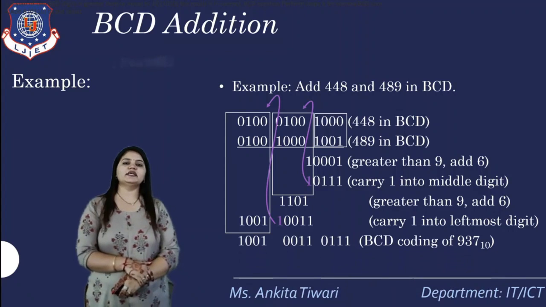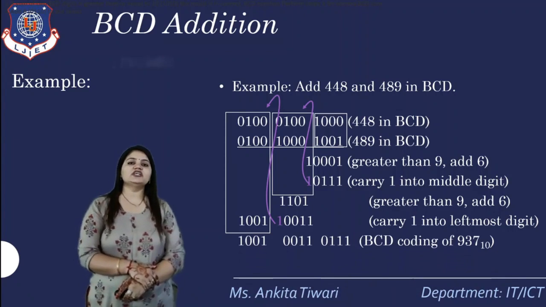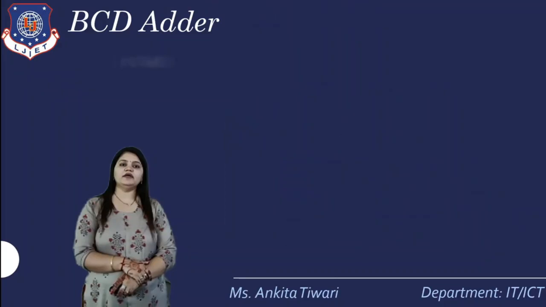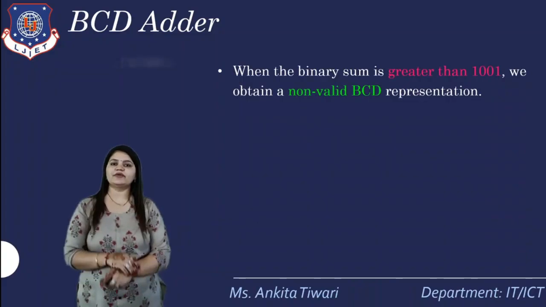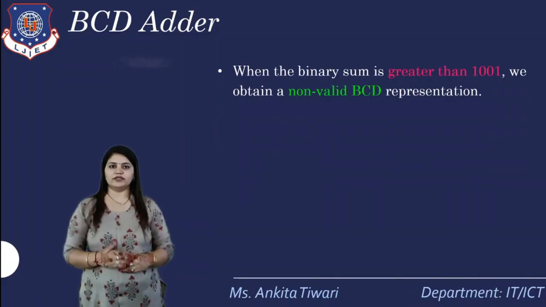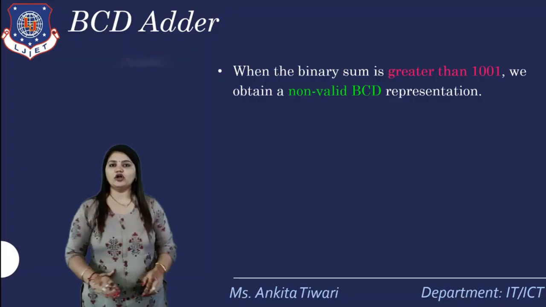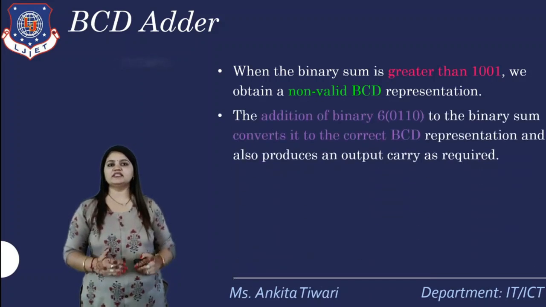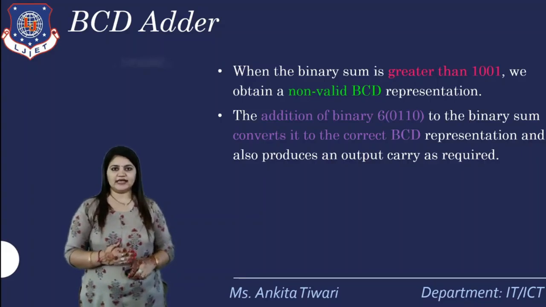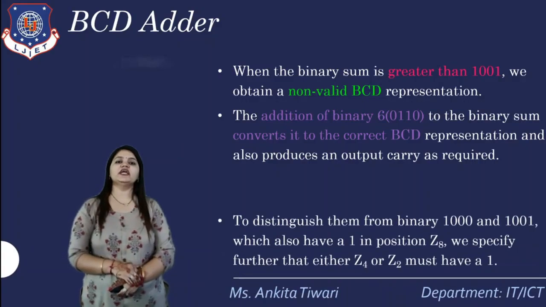Okay, so we'll get the answer in the next number as 1001. That number is represented in BCD. Now the BCD adder: when the binary sum is greater than 1001, that is 9, we obtain a non-valid BCD representation. For that, the addition of binary 6 to the binary sum converts it to the correct BCD representation, as we have already seen with the example, and produces an output carry as we required.